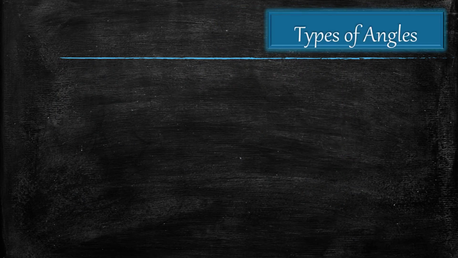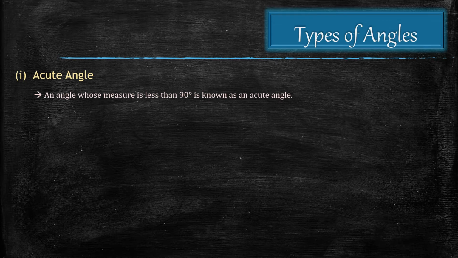Types of angles. Acute angle. An angle whose measure is less than 90 degrees is known as an acute angle. So angle PQR is an acute angle.